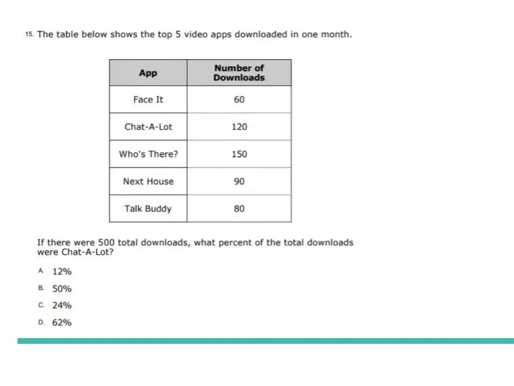So here's number 15. Number 15 is also a percent problem because it's asking for percent on the bottom. So the table below shows the top 5 video apps downloaded in 1 month. The apps are Face It, which is 60 downloads, Chat a Lot, 120 downloads, Who's There, 150 downloads, Next House, 90 downloads, and Talk Buddy is 80 downloads. There were 500 total downloads. What percent of the total downloads was Chat a Lot? So they're giving us 500 as your total downloads. And then they want Chat a Lot.